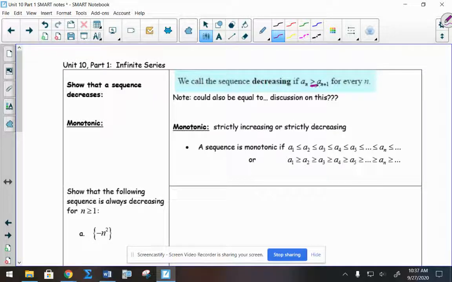And that's monotonic, which is a vocab word, just when you're strictly increasing or strictly decreasing. And again, you can have the or equal to because you're technically not doing either, but we can count that as okay.